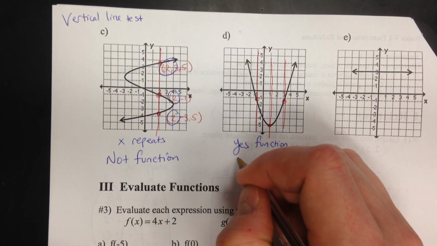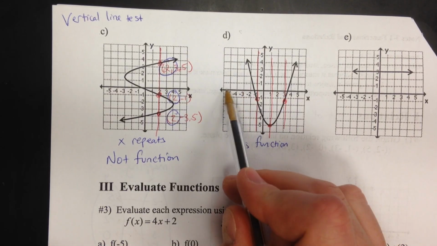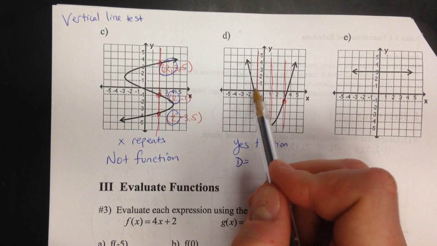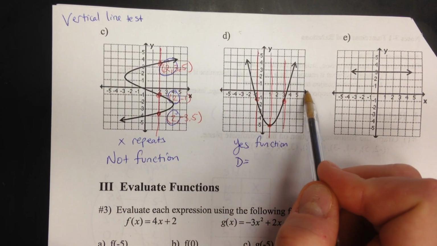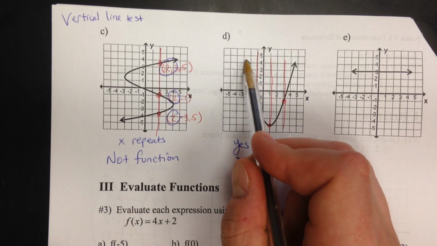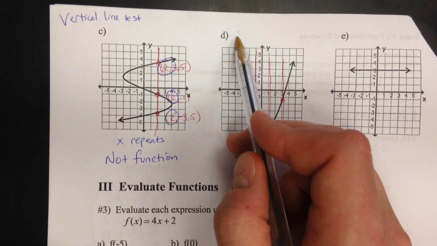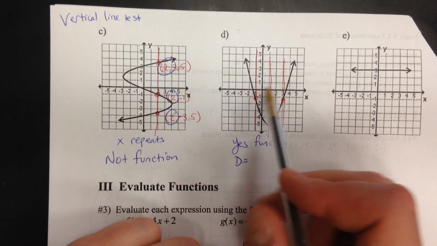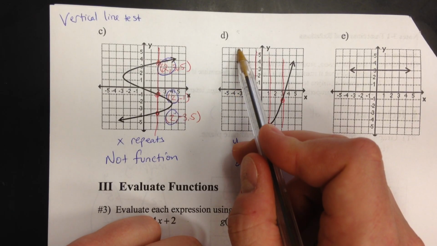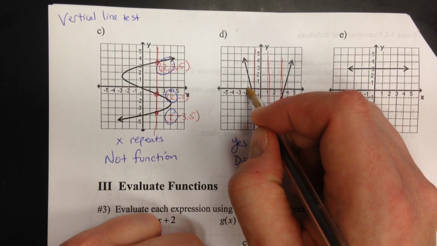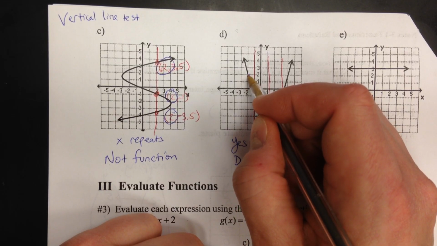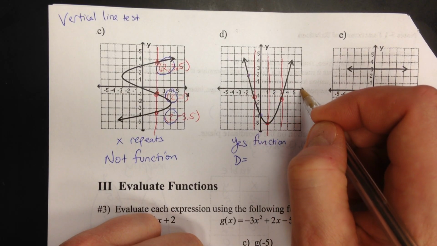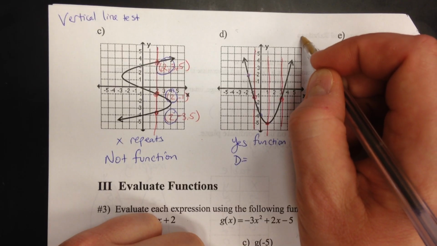Now the domain is the set of x values that make this thing work. Now here's the thing about domain. How far left do we go and how far right? Notice that this arrow means the graph will keep going up and it'll also keep going to the left. So I want every x value that gives me a y value on the graph. If I take negative 2 for x, there's going to be a y value. If I take 0 for x, there's a y value. If I take 6 for x, there's going to be a y value up here.